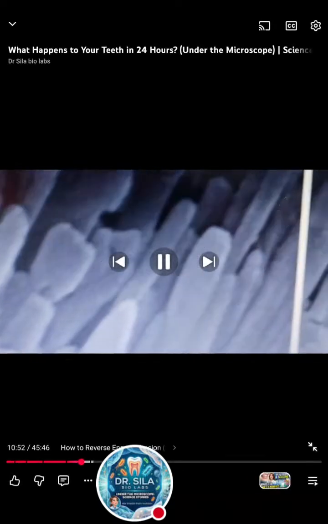To the naked eye, the tooth looks normal. But when we see it through the microscope at 5,000 times magnification, we see four structural fissures appearing on the defense wall.